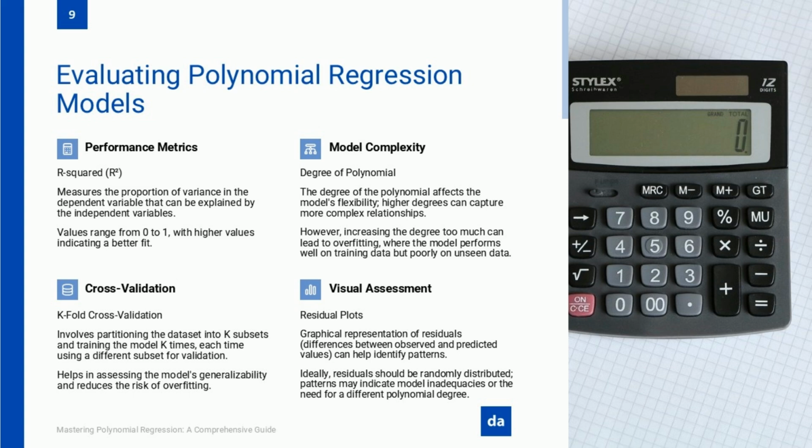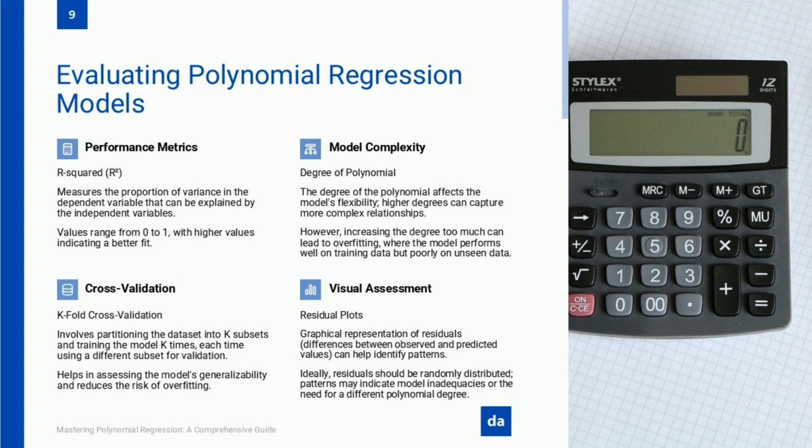Another widely used metric is R-squared, R2, which measures how well the independent variables explain the variance in the dependent variable. An R2 value close to 1 indicates that the model explains most of the variance in the data, while a value closer to 0 suggests that the model does not fit the data well. However, a high R2 does not always mean the model is good. If R2 is too close to 1, it might be a sign of overfitting, especially if the model has a very high polynomial degree.